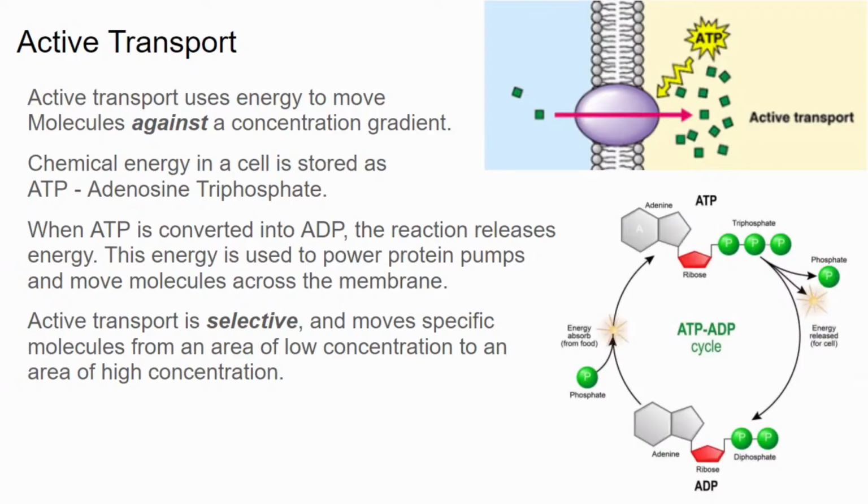The way that cells use energy is through ATP, which is adenosine triphosphate. The tri says that we have an adenosine molecule with 3 phosphate groups attached. When ATP is converted to ADP, which is adenosine diphosphate, adenosine with 2 phosphate groups attached, this reaction releases energy. This energy is then used to power protein pumps, to move molecules across the membrane, to change the shape of the membrane in some cases, and the cell can use this energy to perform its function.